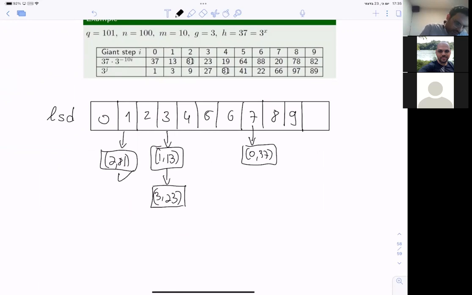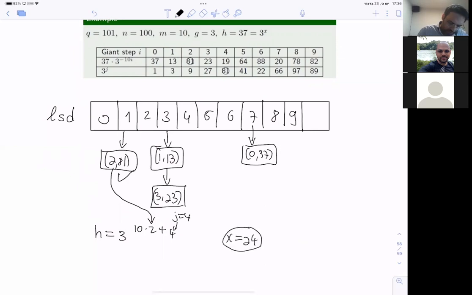So I know that H is the generator 3 to the power of minus 10 times 2. This is the I. Plus, no, it's plus here. It's not minus because we have already divided. Plus our baby step, which is 4. J is 4. So this is the answer. I mean, 3 to the power of 24 is equal to 37.